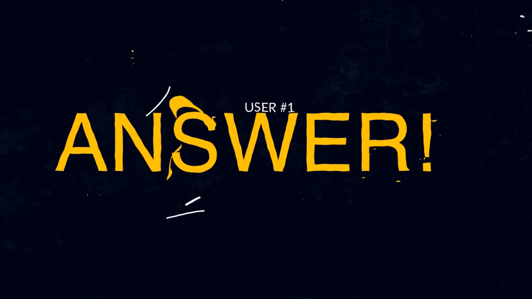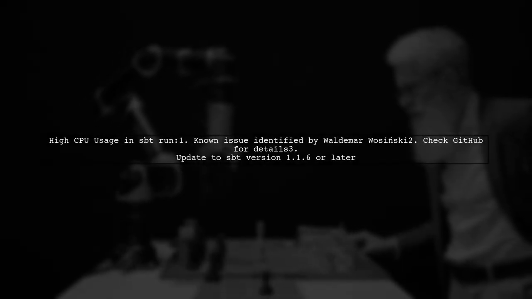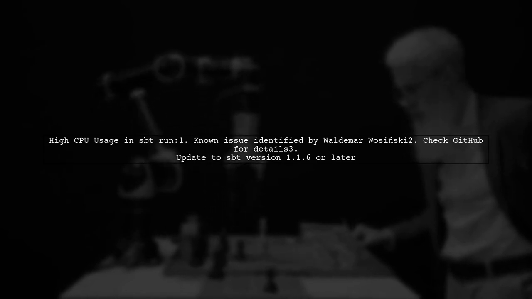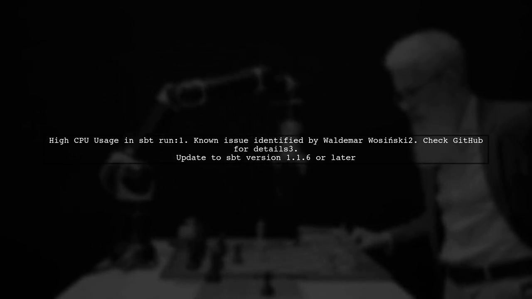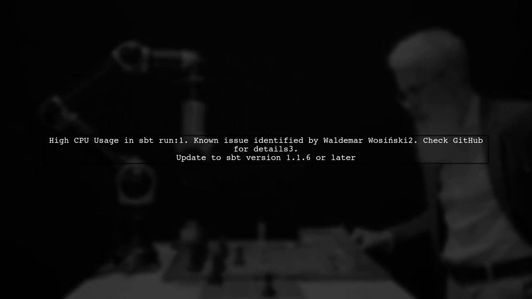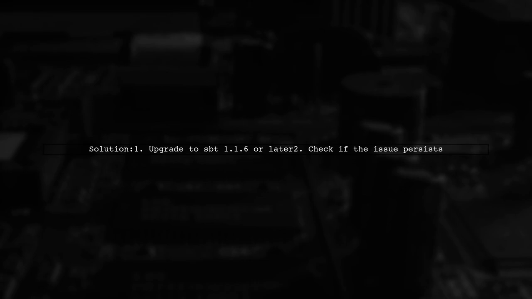Let's now look at a user-suggested answer. If you're experiencing high CPU usage with SBT run, it might be related to a known issue. Waldemar Wosinski pointed out a specific problem on GitHub. The good news is that this issue should be resolved with the latest updates. Make sure to try SBT version 1.1.6 or newer to see if the high CPU usage problem persists. This update includes fixes that should help improve performance.